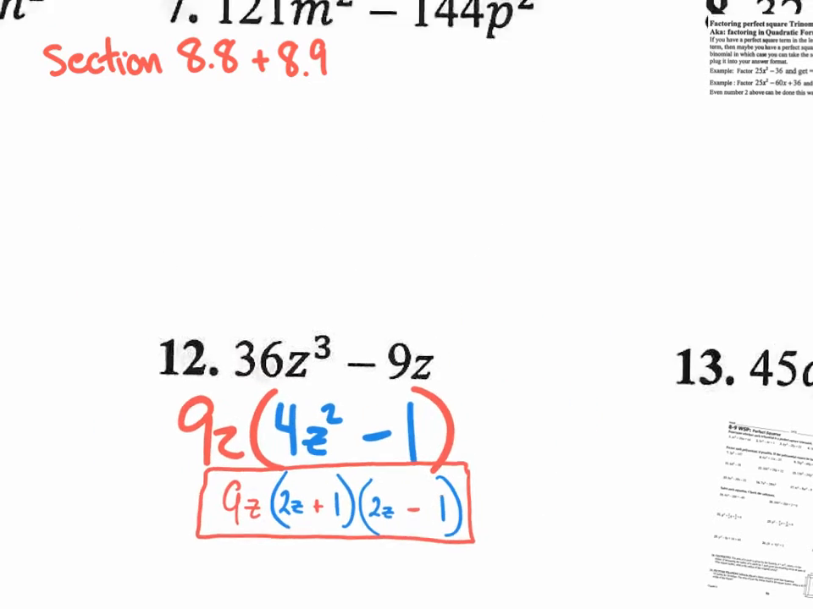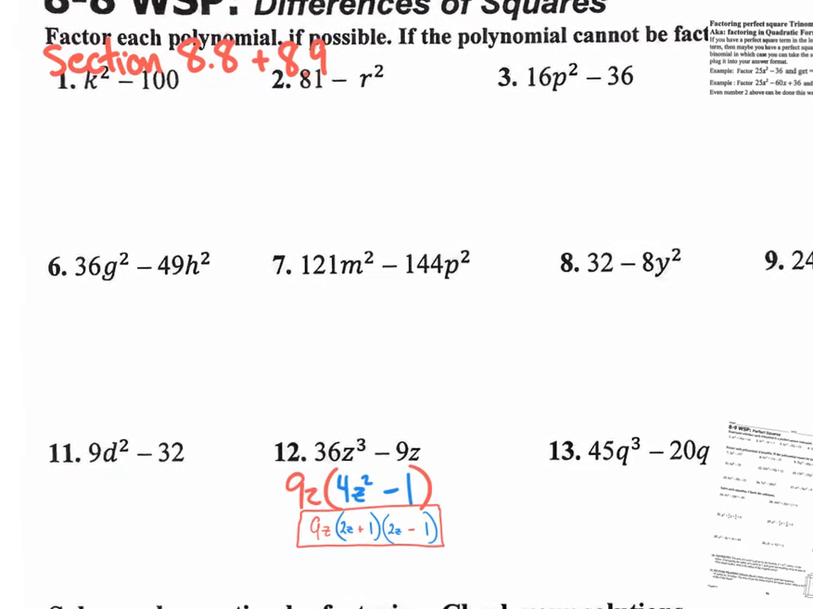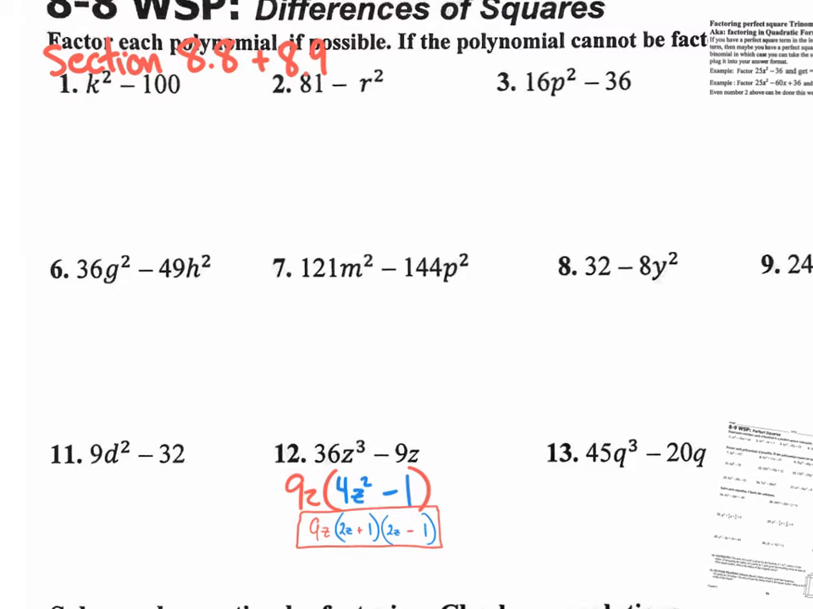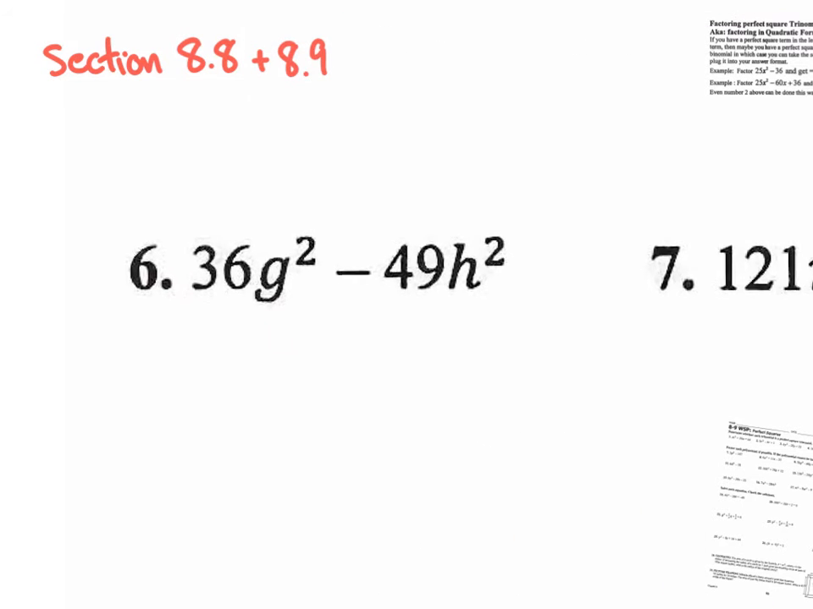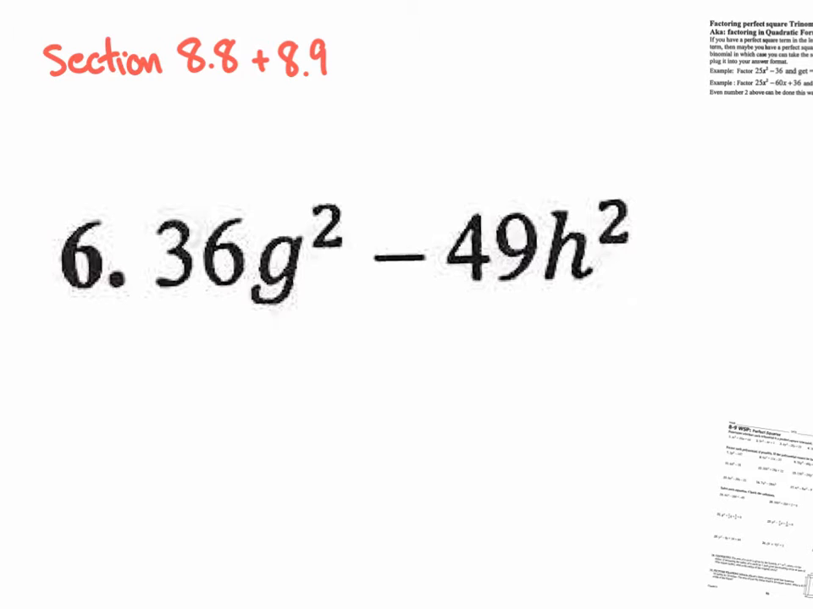So, I mean, some of them you will be able to see a perfect square term. Like right here, this is a perfect square binomial, right? Number 6. We could do the square root of the first one, and we could do the square root of the last one, and we will be able to plug it into our answer format. So what's the square root of 36g squared?